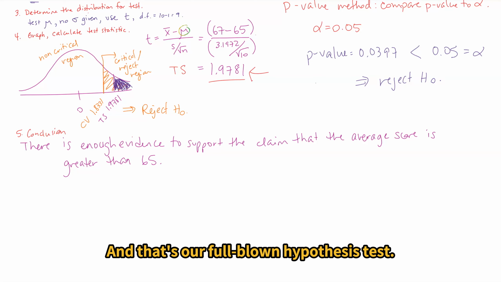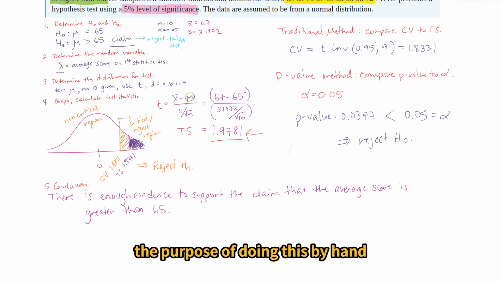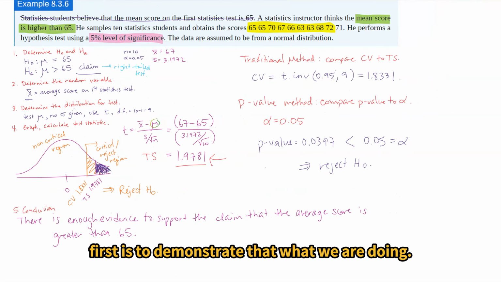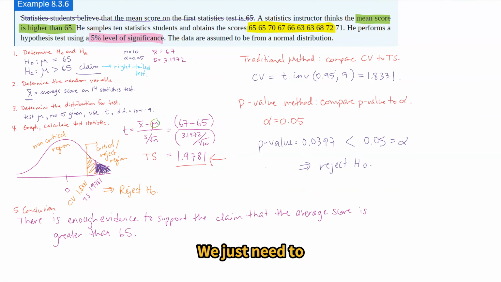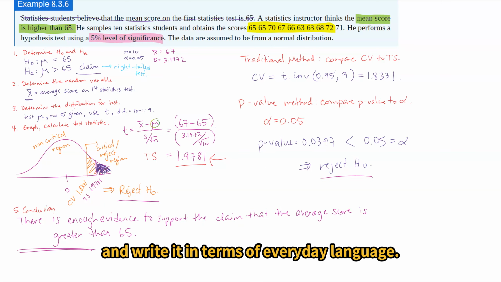And that's our full-blown hypothesis test. We are using a lot of hand calculations here. And again, the purpose of doing this by hand first is to demonstrate what we are doing. We just need to make sure that we have the correct conclusion and write it in terms of everyday language.